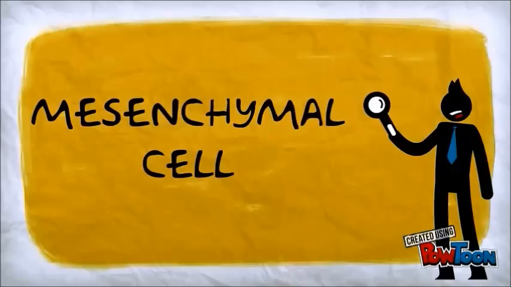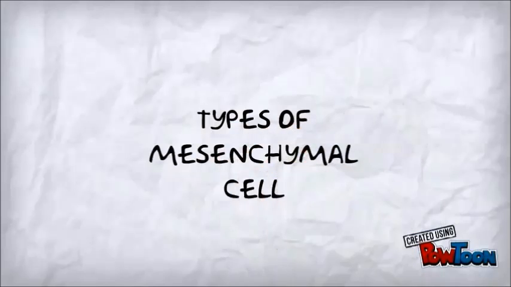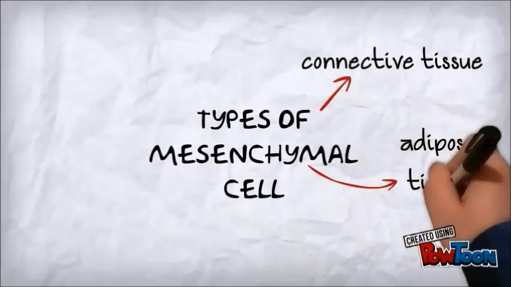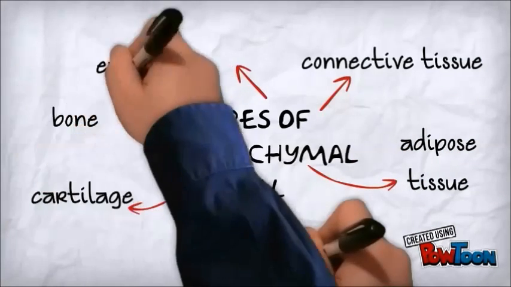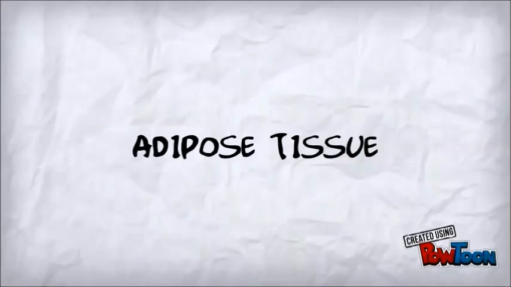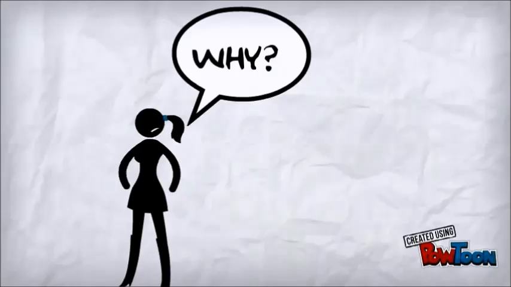Now, we are going to discuss mesenchymal cells. There are 6 main types of mesenchymal tissues, which are connective tissues, adipose tissues, muscles, cartilage, bones, and endothelium. In this part, we are going to talk about adipose tissues. But why do we choose adipose tissues?